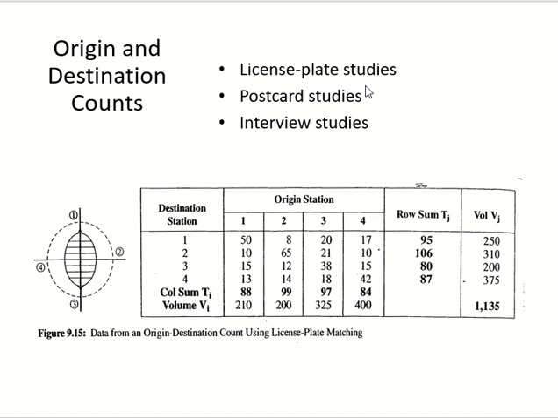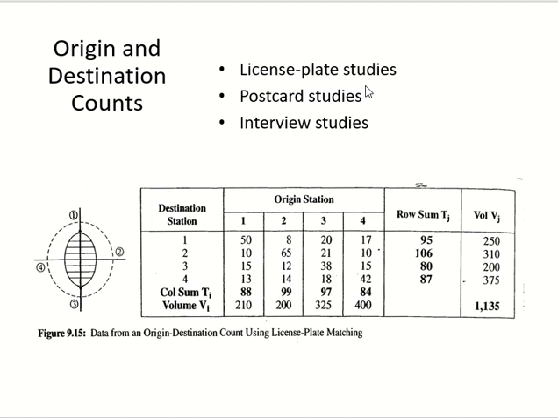What about these 8? They are coming from which area? 2. They are going into which area? 1. Clear? Then for each column you see the summation. So all of these for origin 1, all of these for origin 2, and so on. Then 95 for destination 1, 106 for destination 2, summation of rows. Clear? Then you see some other numbers.